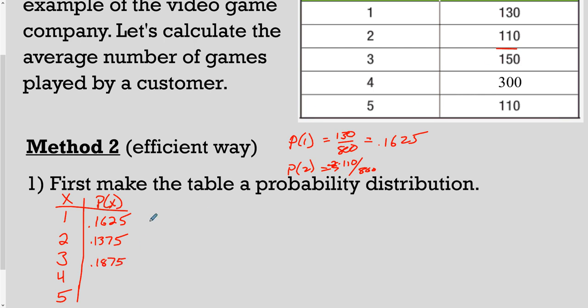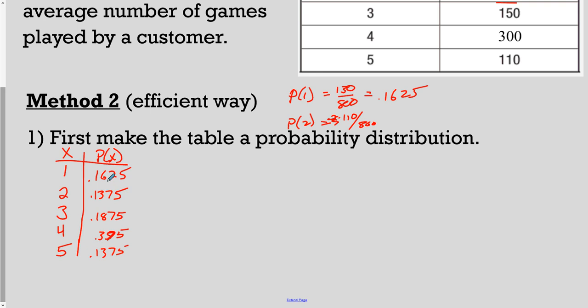0.1875, that's the one we did before. 300 divided by 800, that's going to be 3/8 or 0.375. And then 110 divided by 800 would be the same as in 2 games, so 0.1375. So this is the probability distribution. This shows the probability that a person is in each one of these groups, right?